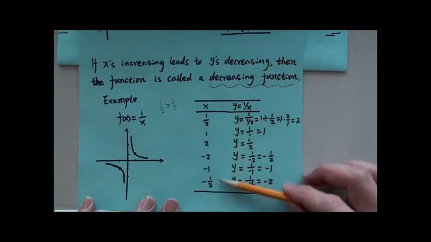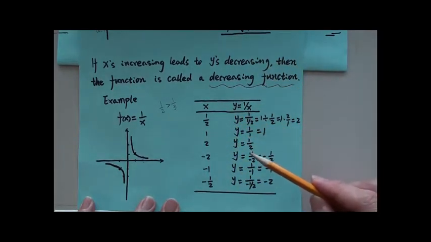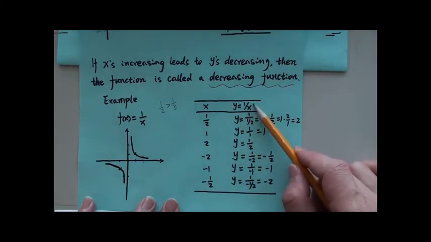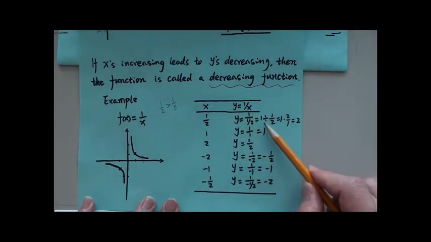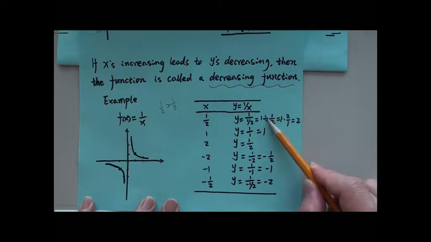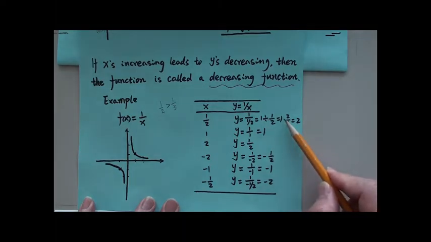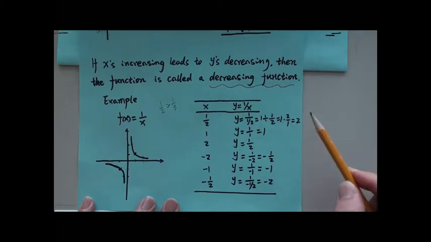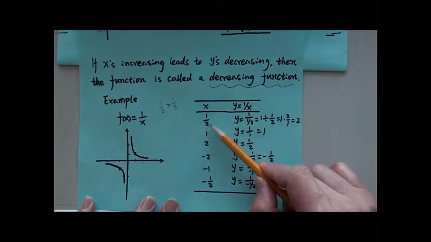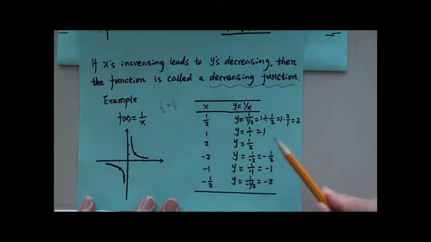Here are the details. You plug in 1/2 here. 1 divided by 1/2: you flip 1/2 and make this division into multiplication. So 1 times 2 over 1. 2 over 1 is 2. So 1 times 2 is 2. Those are the details. So x equals 1/2, y is 2.